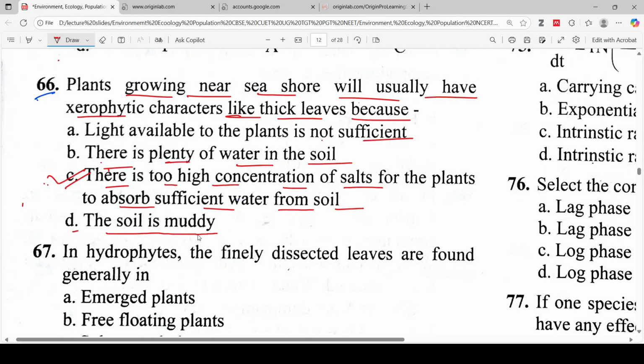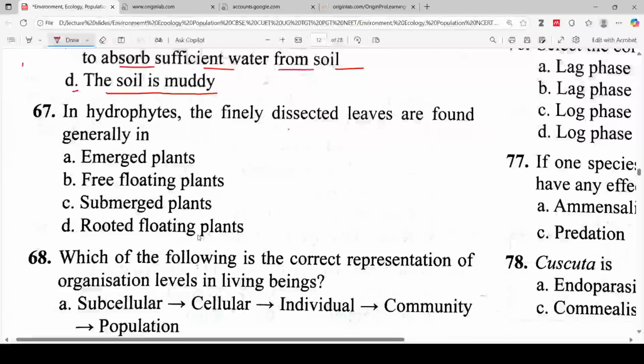Next question. In hydrophytes, the finely dissected leaves are found generally in: option A, emerged plants; option B, free floating plants; option C, submerged plants; and rooted floating plants. So the correct answer is submerged plants, option C.